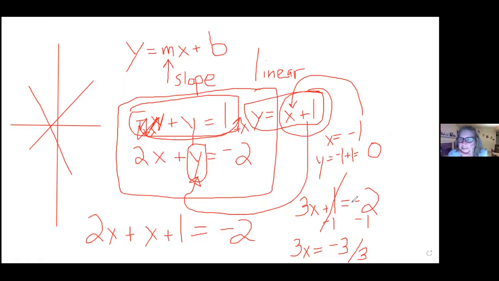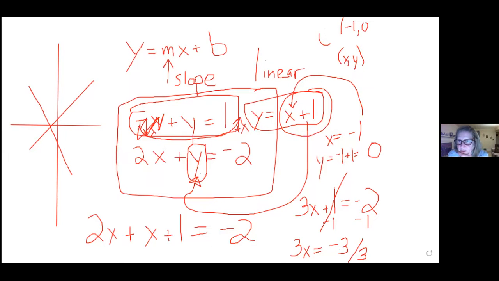So, what does that tell us? Let me tell you what that tells us. So we know that x is -1 and y is 0. So we write an ordered pair like this: x comma y. So the solution to the set of those two original equations is -1 comma 0.